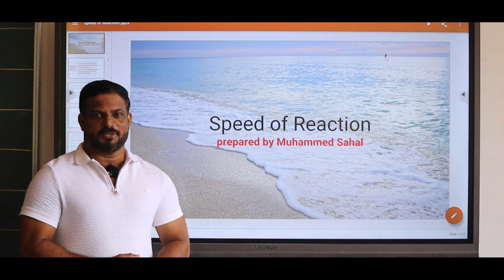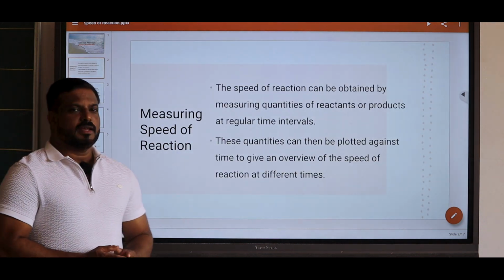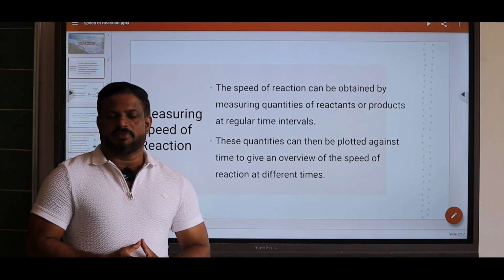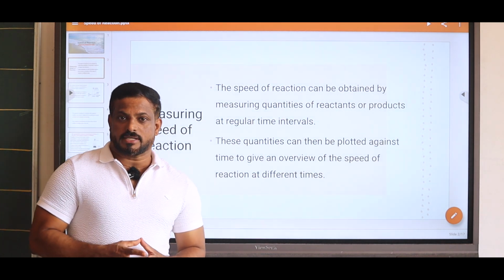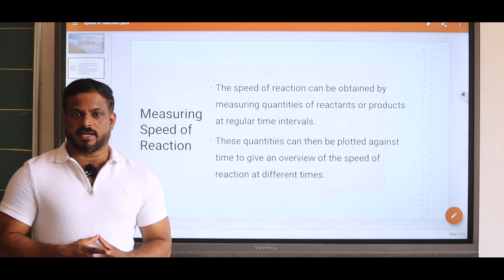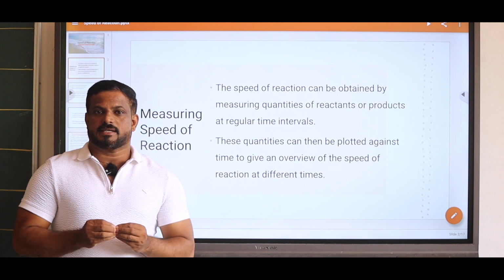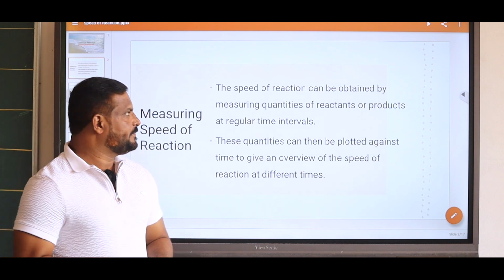Hi everyone, today's topic is speed of reaction. How can we measure speed of reaction? Reactants react at a particular time. What about the amount of reactant consumed at a particular time? That can be used to calculate the rate of reaction.